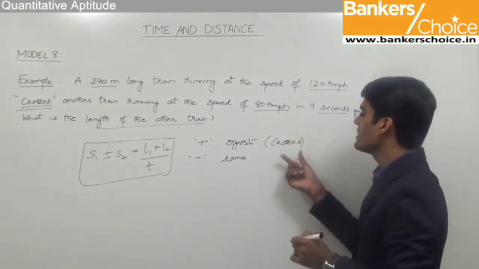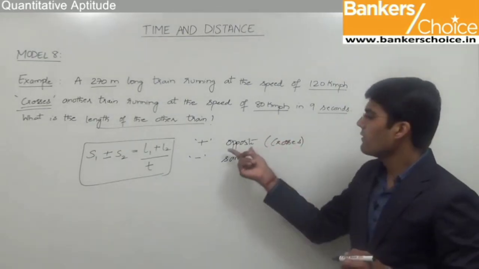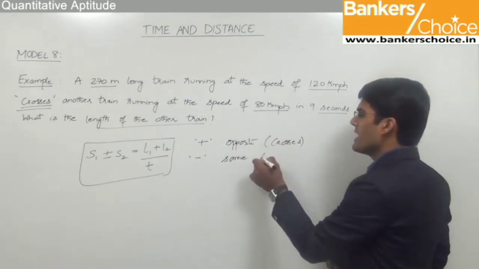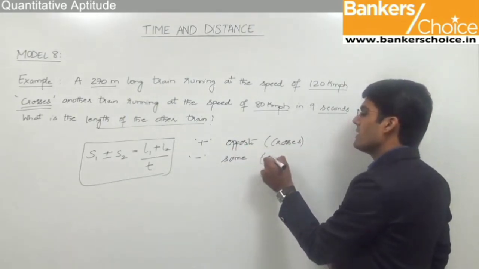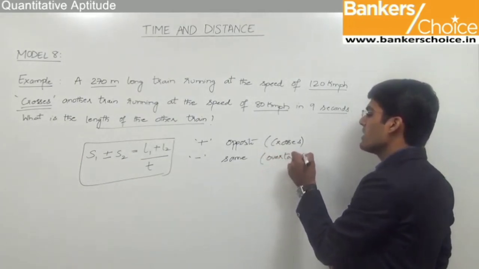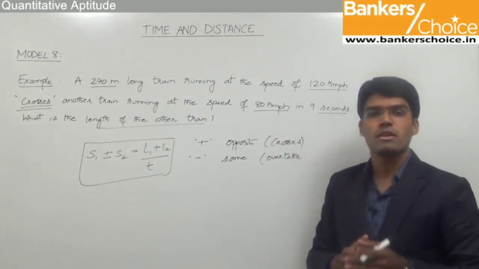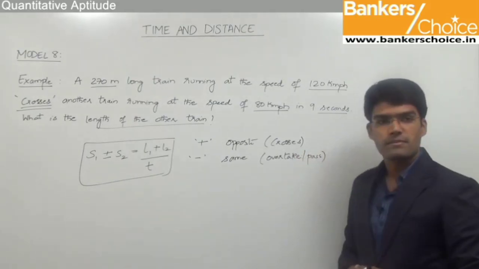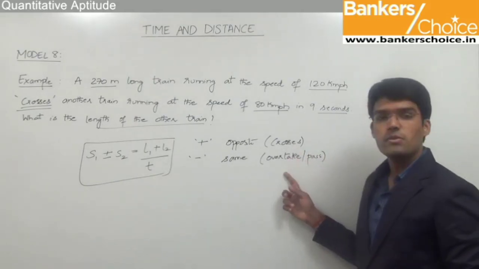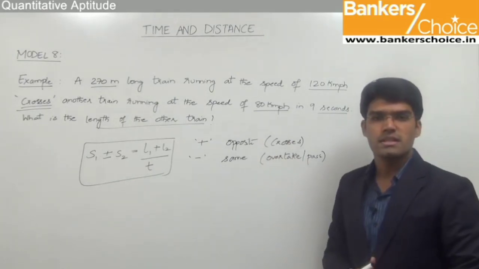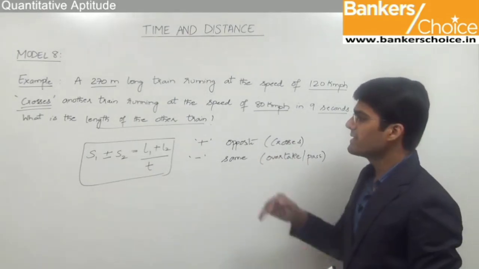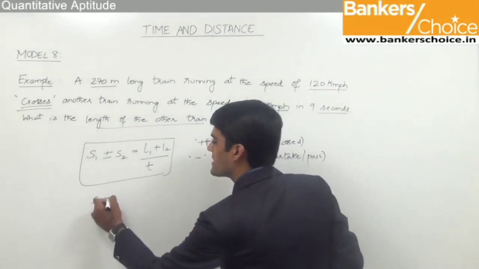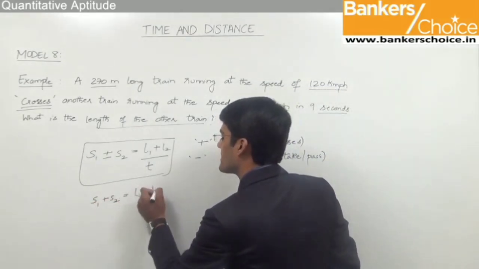So remember, whenever the word cross is used, we always take the equation of opposite directions. And for same direction, the wording may be overtake or pass. Because overtaking is possible only when the two bodies are running in same direction. Or in general, it can also be referred to as pass. So depending on these words, we need to decide whether the two trains are running in opposite direction or in same direction. Now here it is clear that the two trains are running in opposite direction. So we can say S1 plus S2 should be equal to L1 plus L2 by T.